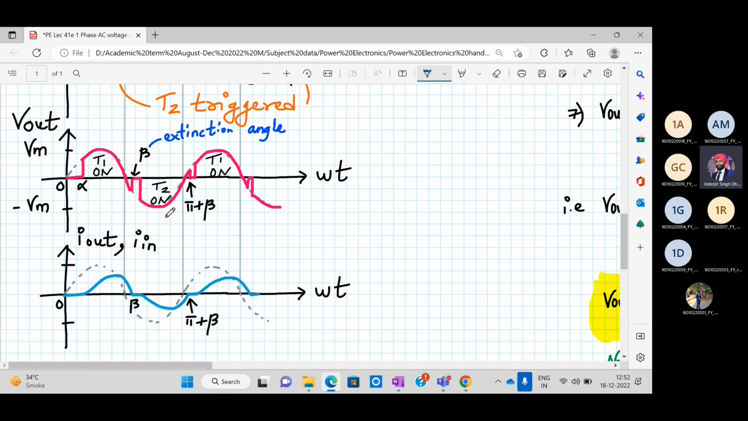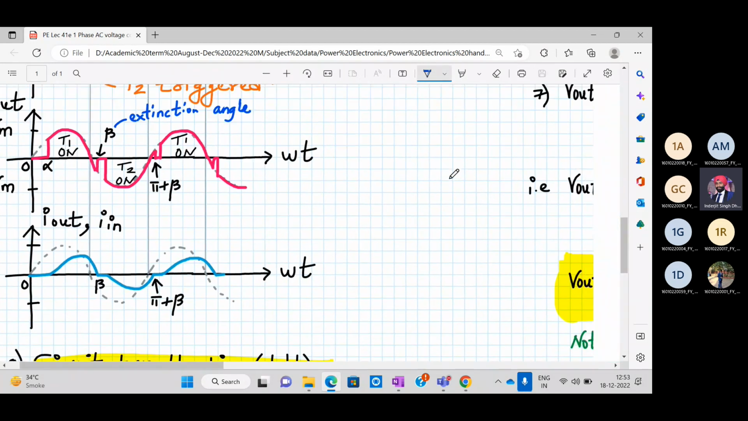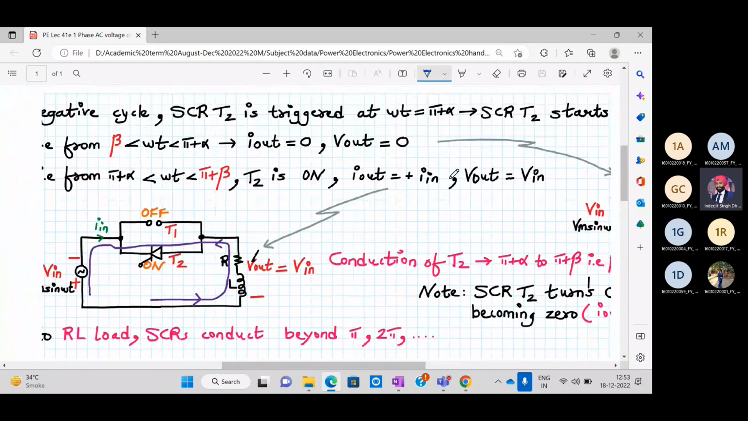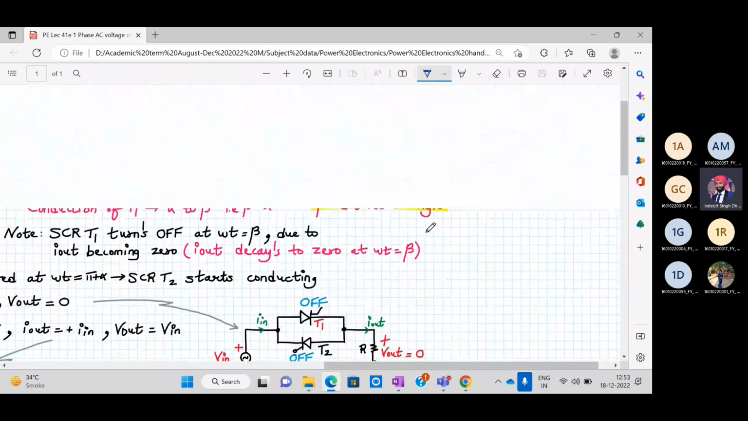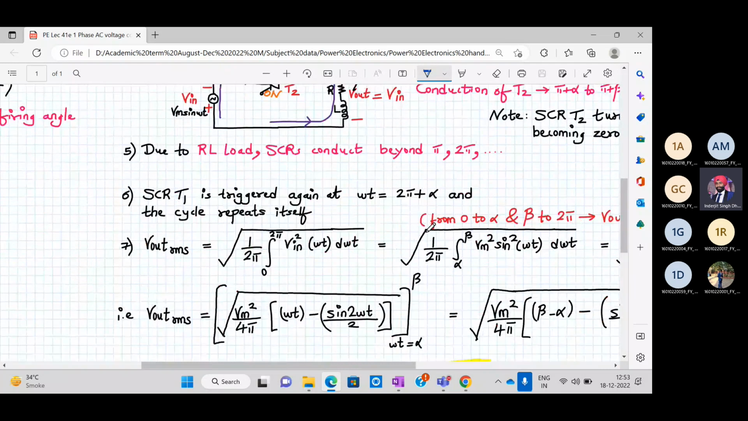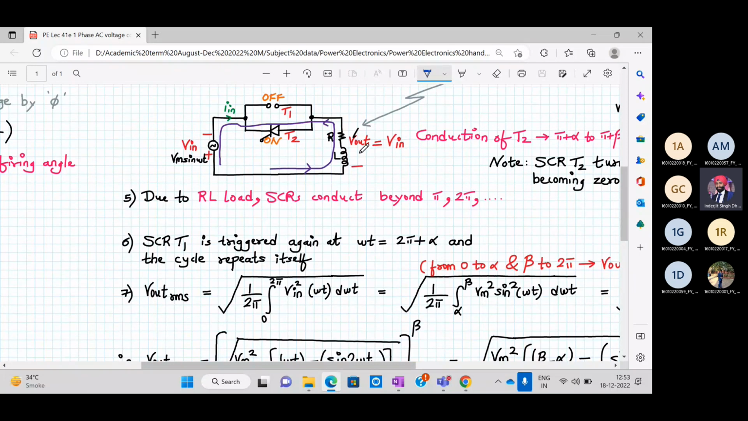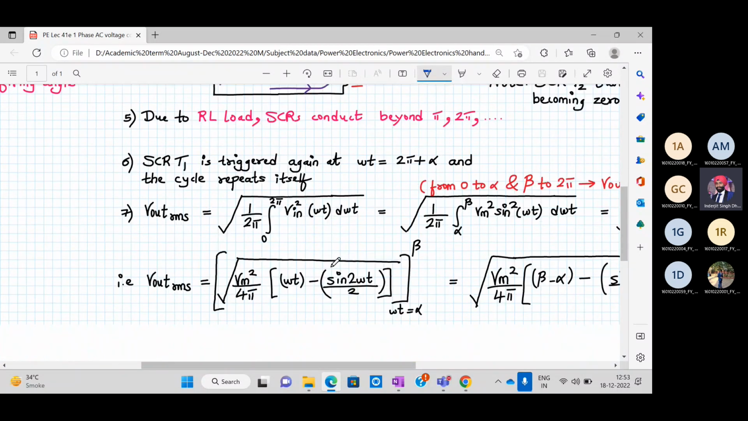And now it's time to sit and write down the working in steps. That is 0 to alpha, alpha to pi, then pi to beta, then beta to pi plus alpha. Are you getting it? So the cycle nature will be similar. Here again, the circuit turn off time will be pi upon omega, and I have explained the entire functioning in terms of diagrams, and this is not the first time we are discussing RL load. So here, one statement will conclude that due to RL load or inductive load, the SCR conducts beyond pi, 2 pi, and 3 pi.